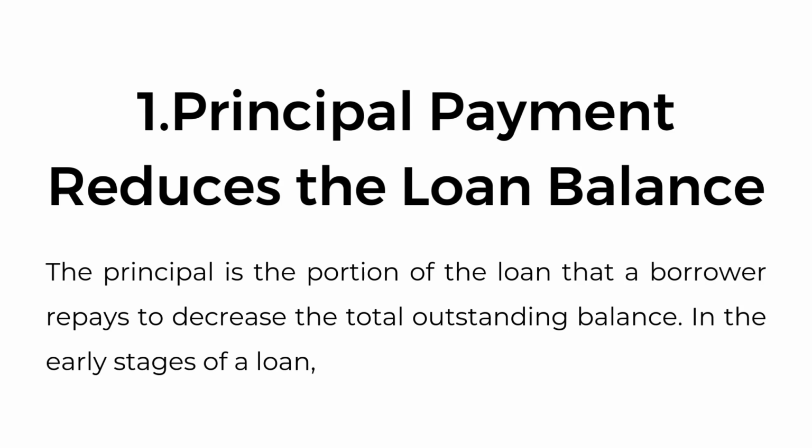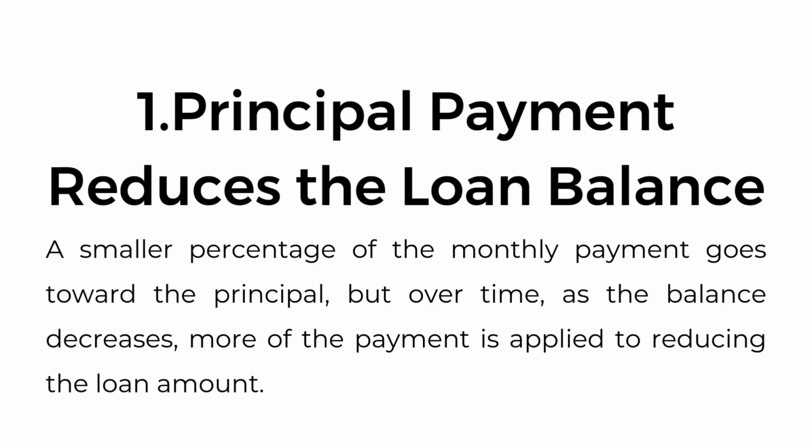1. Principal payment reduces the loan balance. The principal is the portion of the loan that a borrower repays to decrease the total outstanding balance. In the early stages of a loan, a smaller percentage of the monthly payment goes toward the principal, but over time, as the balance decreases, more of the payment is applied to reducing the loan amount.